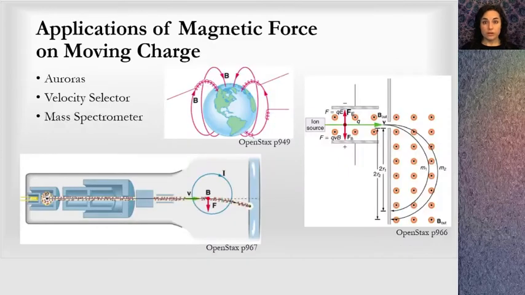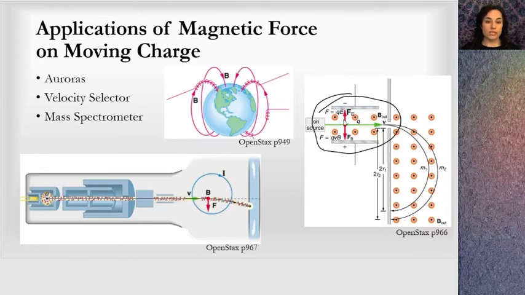There are some really interesting applications of a magnetic force on moving charges at this level. Auroras, we've talked about this before in the lessons: a cosmic particle captured by the magnetic field of the Earth will cause radiation to be emitted because of the magnetic force as it gets drawn in by the magnetic field of the Earth.